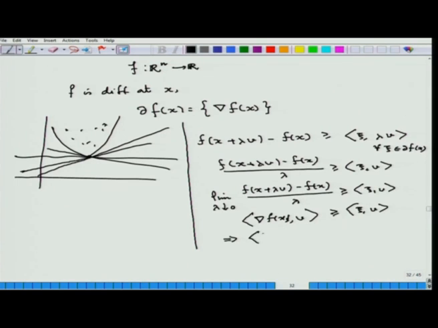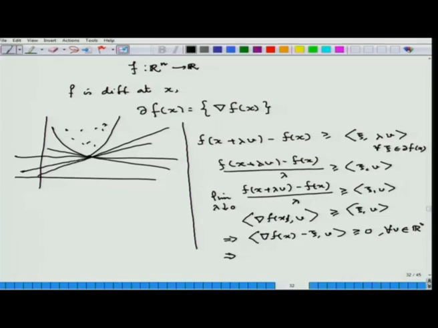So, this would simply mean that (grad f(x) minus xi) inner product v is greater than or equal to 0, but this v was arbitrary. So, it is for all v an element of R^n. So, now what we are getting is a linear function which is non-negative everywhere, which cannot happen unless grad f(x) minus xi is equal to 0.